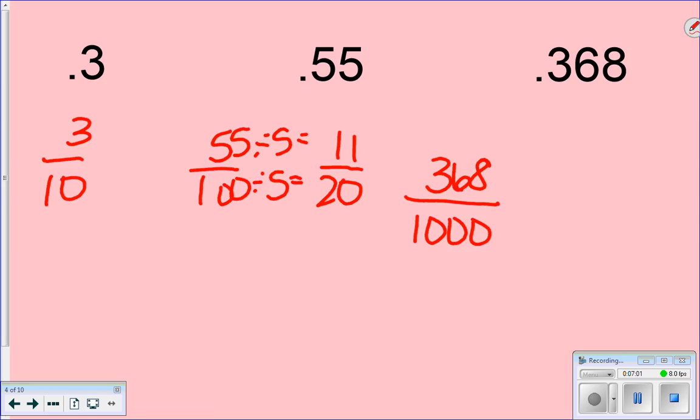Any questions on how to take a decimal and turn it into a fraction? All you do is read it, and however it's read, that's how you write it. Questions on that? That's pretty simple. I kind of like that.